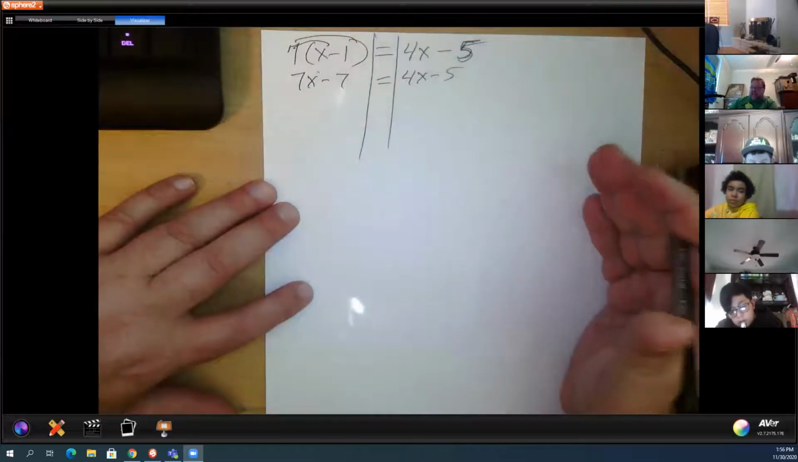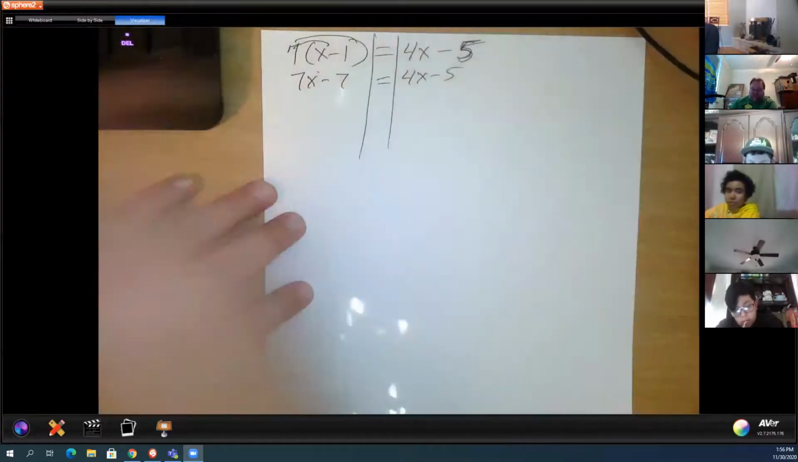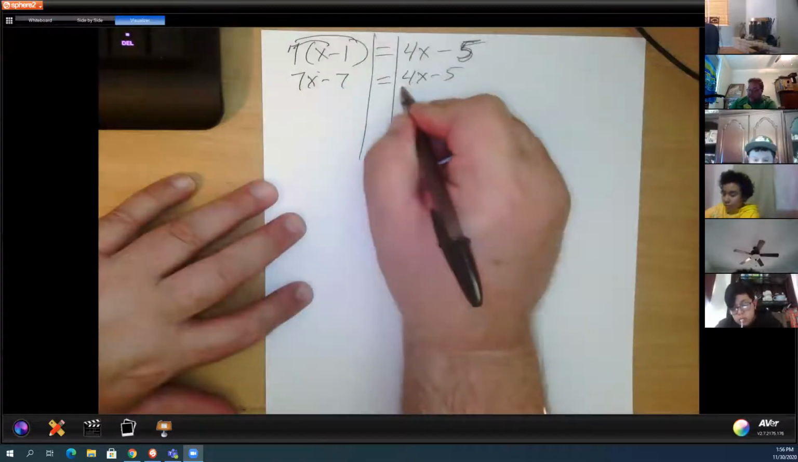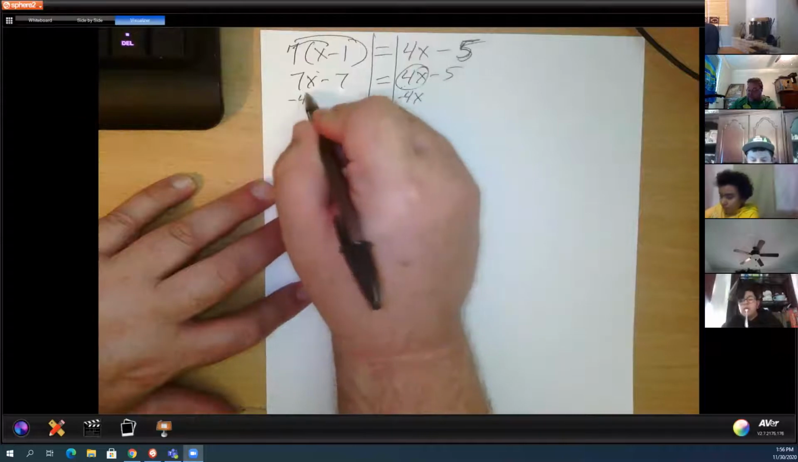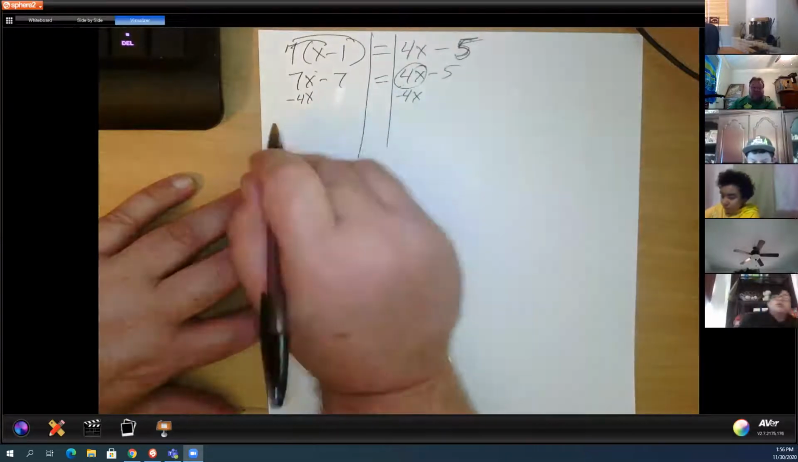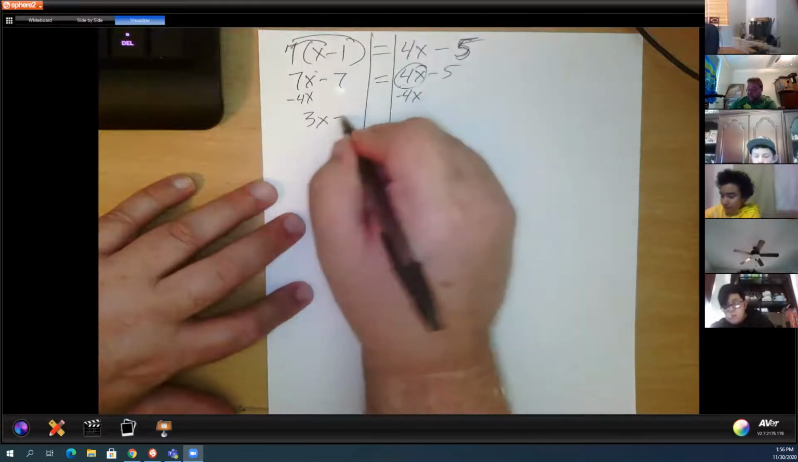Now, if I look at this again and I say, okay, I'm going to move all my variables over to the left. How do I get rid of 4x? I'm going to subtract 4x. When I subtract 4x from 7x, I get 3x, right?